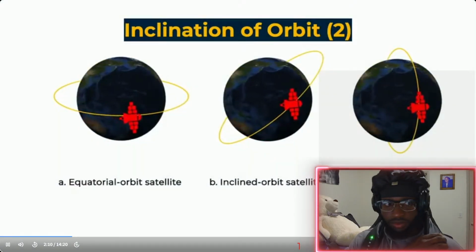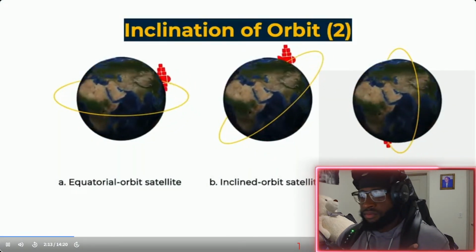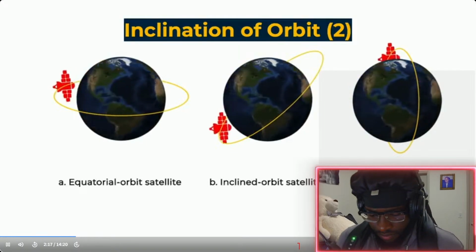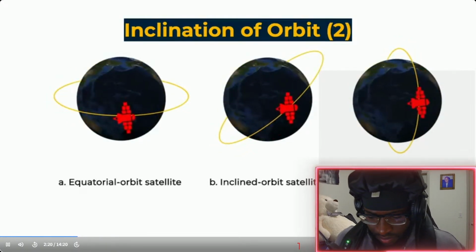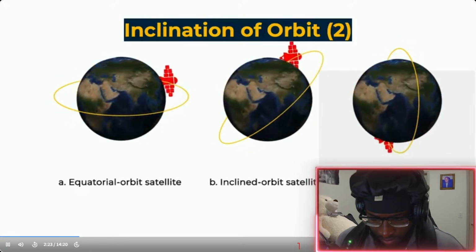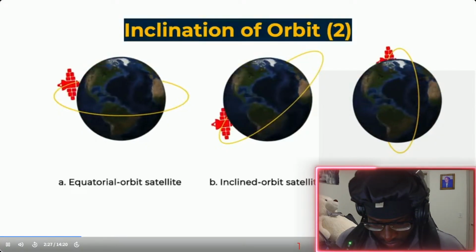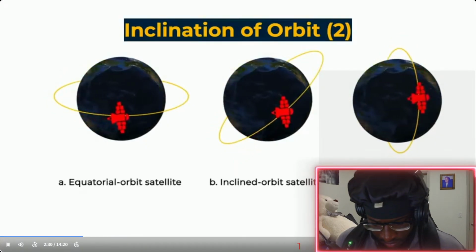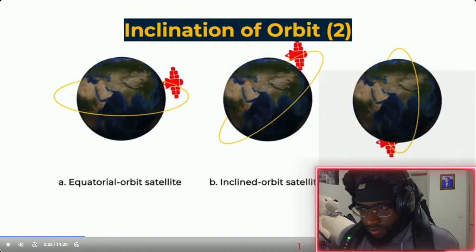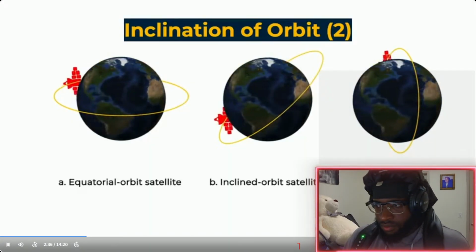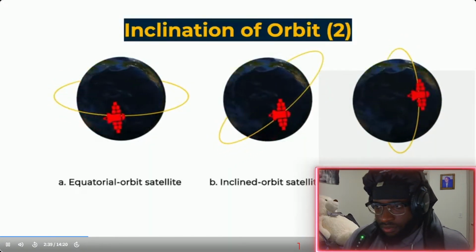So here are three examples. The first one on the left is an equatorial orbit. So the satellite is basically staying in the equatorial plane of the Earth, and so it has a 0-degree inclination. The one on the right is a polar orbit satellite, so it is going over the poles, and so it has a 90-degree inclination. And the one in the middle is an inclined orbit, and so it actually has about a 45-degree or so inclination.